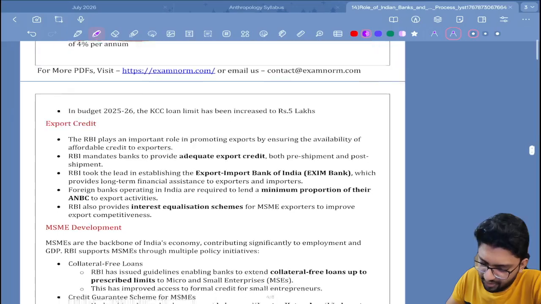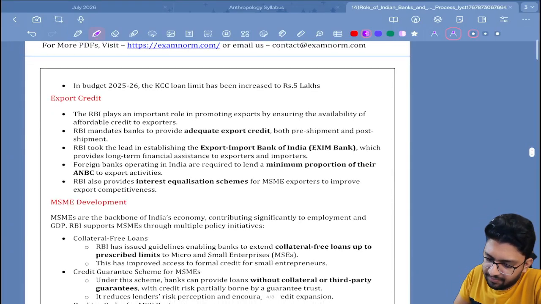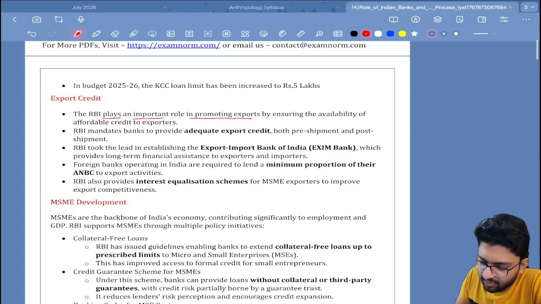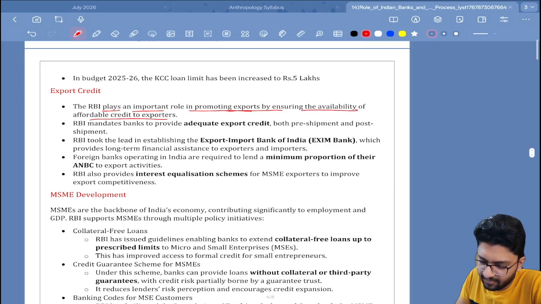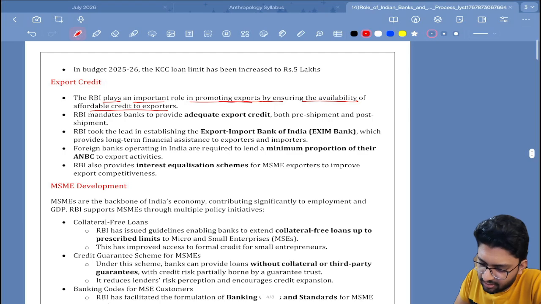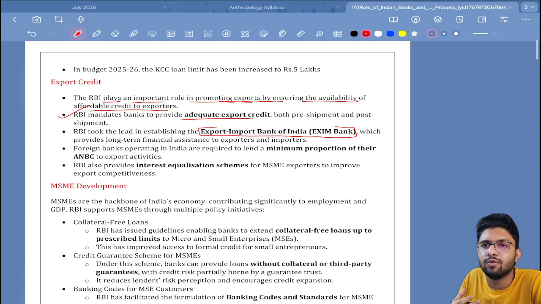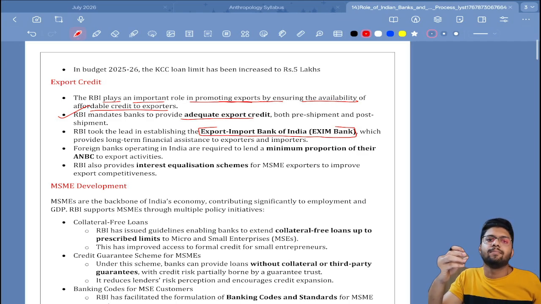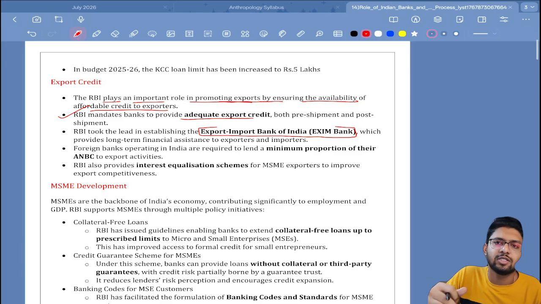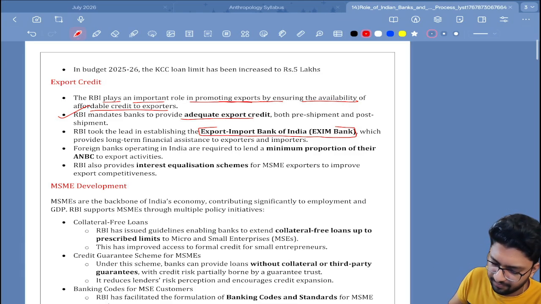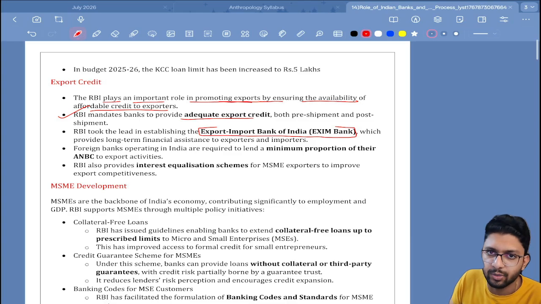Then we have export credit. RBI plays an important role in promoting exports by ensuring the availability of affordable credit to exporters. RBI mandates banks to provide adequate export credit through EXIM Bank. EXIM Bank actually is like a specialized bank which gives you loans for expanding your export capability in general, and there are many benefits attached to it.